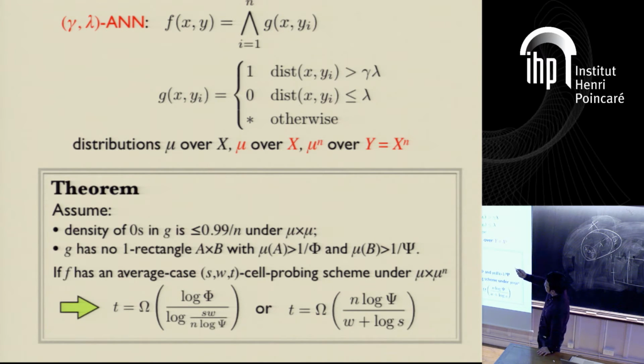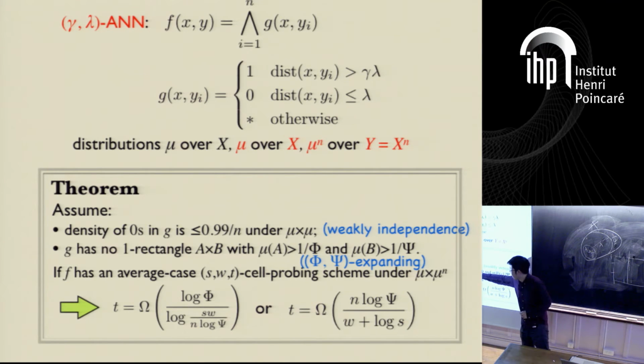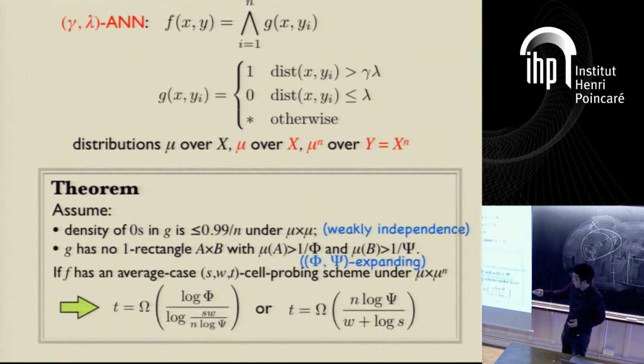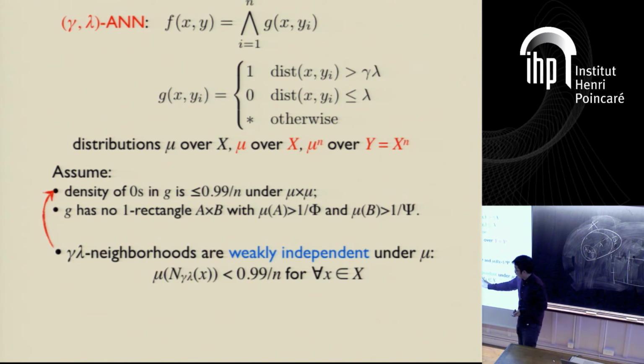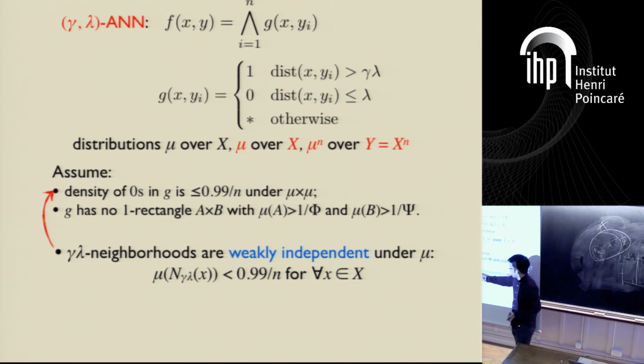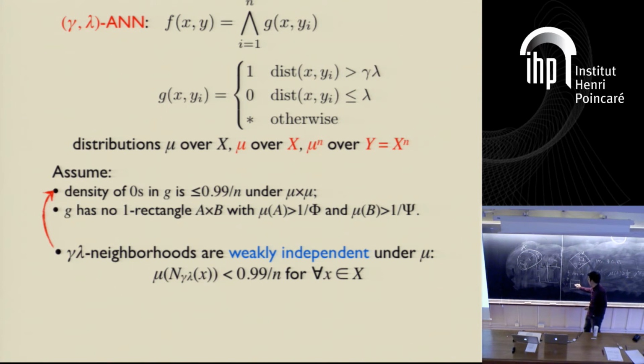So recall that this G for the ANN is the gap distance function. When G is the gap distance function, with 1 indicating the non-near neighbor, the far apart case, then the weak independence of the metric space implies the density of G. And also the expanding property of the metric space implies refuting the existence of large rectangles in this pairwise function. So let's verify this. The first one is pretty easy because, as I said, if the gamma lambda balls are small, in this function G, every row X has a very small fraction of zeros.